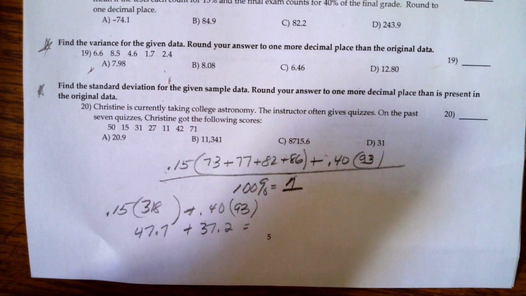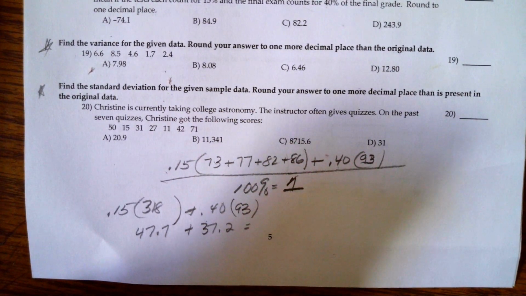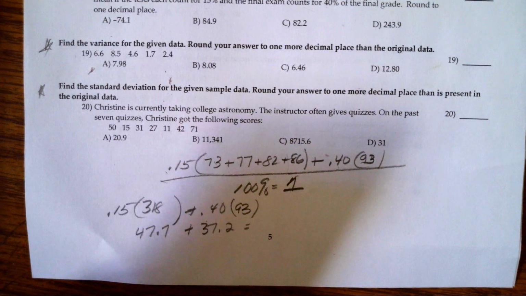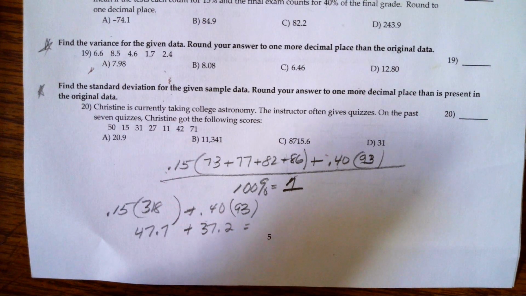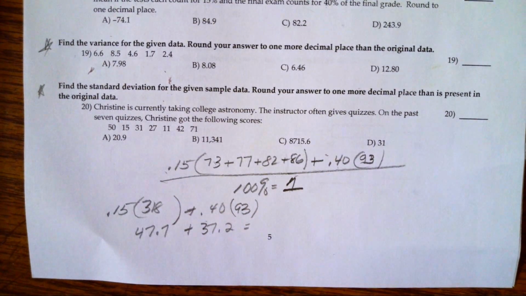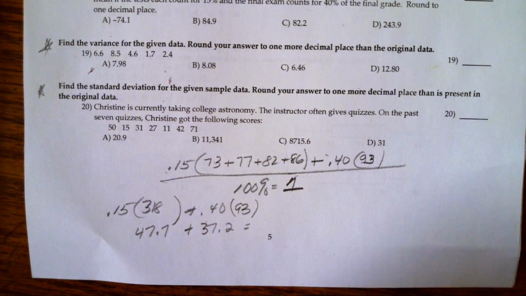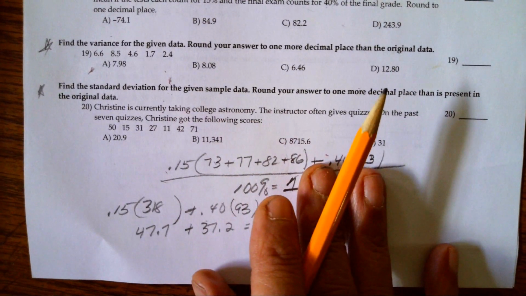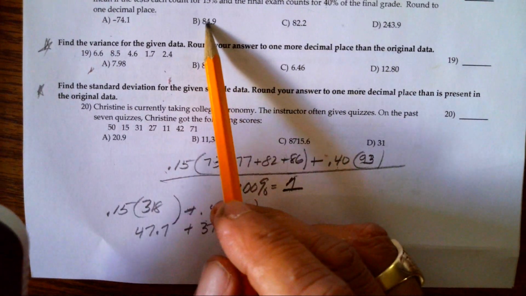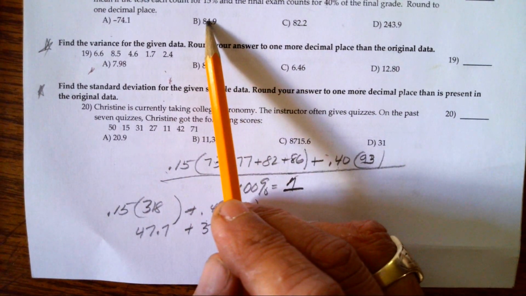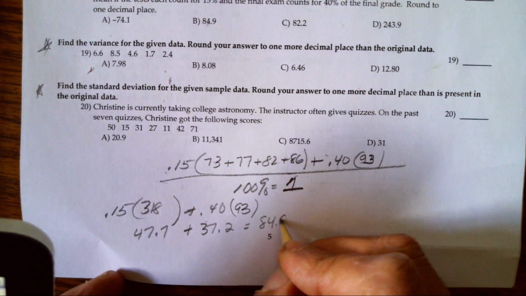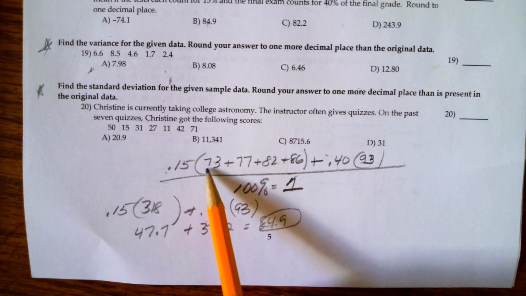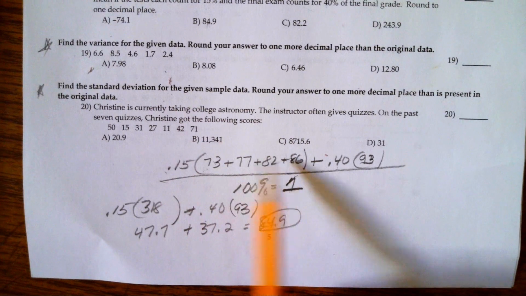And if I add those two together, 37.2 plus 47.7 gives me an 80. What do we got here? I'm doing number 18, which is 84.9. So it's all of these tests times their weights.